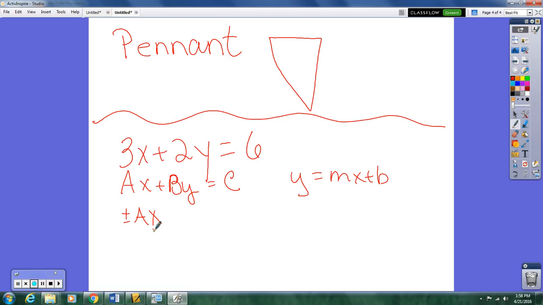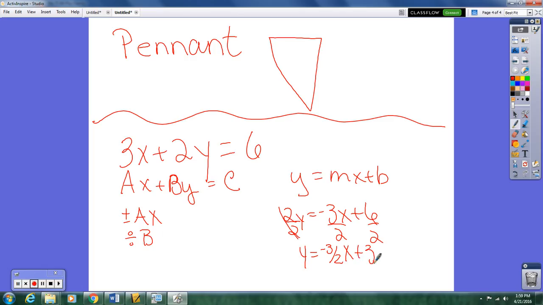It's negative. So it's going to be 2y equals negative 3x plus 6. So you add or subtract your ax, depending on the sign. And now we've got to get rid of this b, this number in front. So it's being multiplied, so we have to divide everything by b. So in this case, we're dividing by 2. So that gives us y equals negative 3 halves x plus 3.